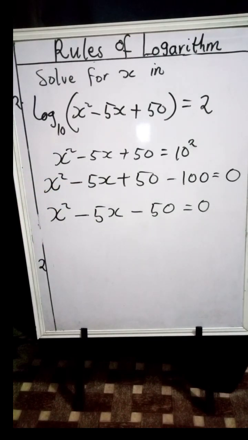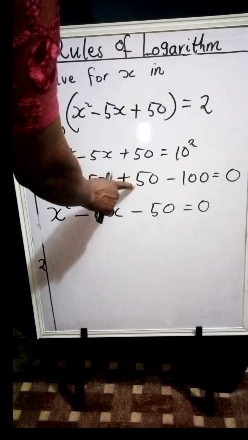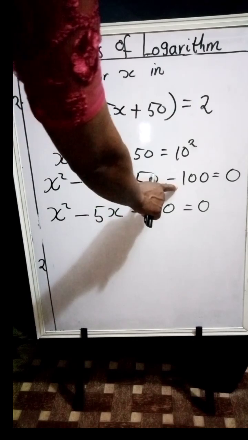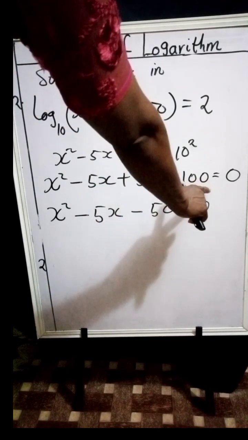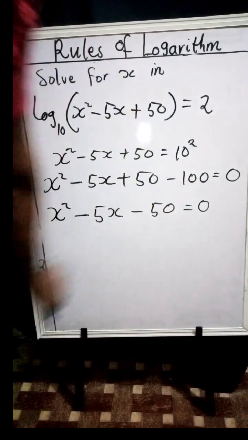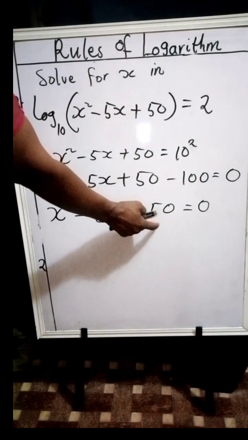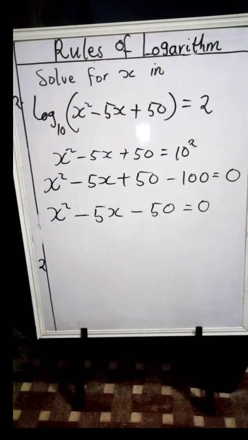Then at this point, positive 50 minus, that is positive 50 plus negative 100. That is 50 minus 100, which will give us negative 50. Then what's the next step?